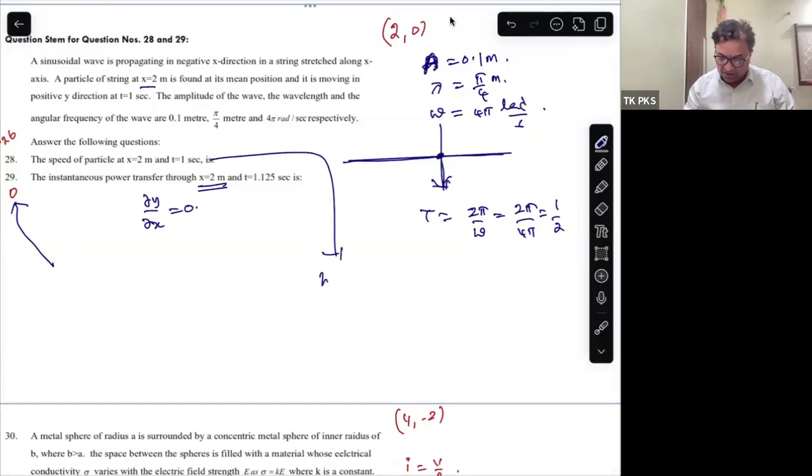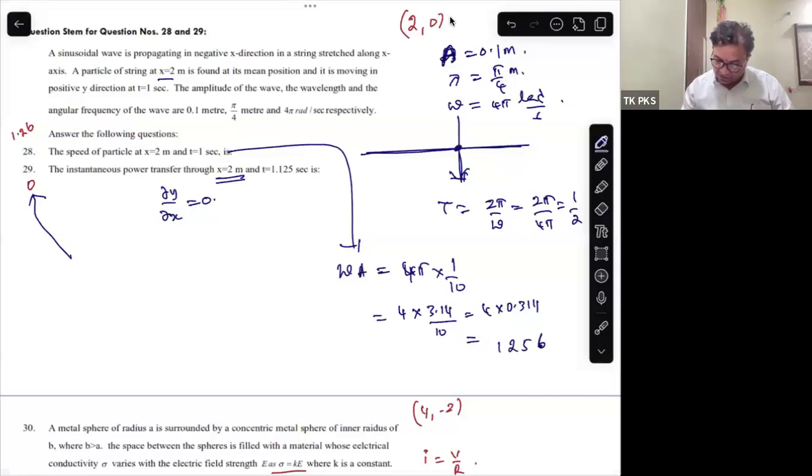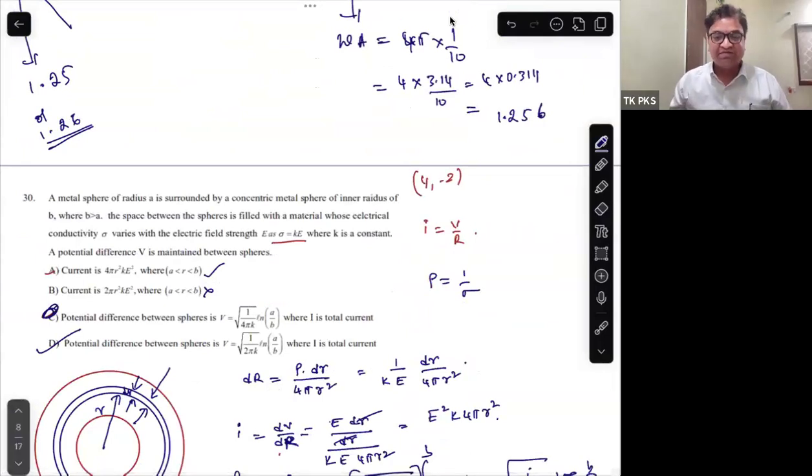So this one will have omega a, 4 pi times amplitude. Amplitude is 1 by 10. So what I am getting is 4 into 3.14 by 10, 4 into 0.314. 4 fours are 16, 4 ones are 4, 5, 4 threes are 12. So it should be 1.256. They may give you a range as 1.25 or 1.26. Better you go for 1.26. Right, that's all. I've done the question paper.